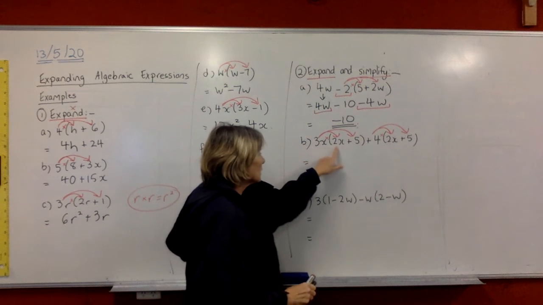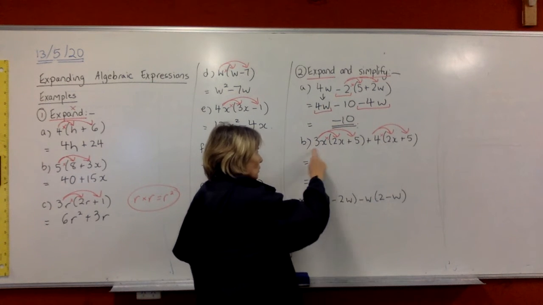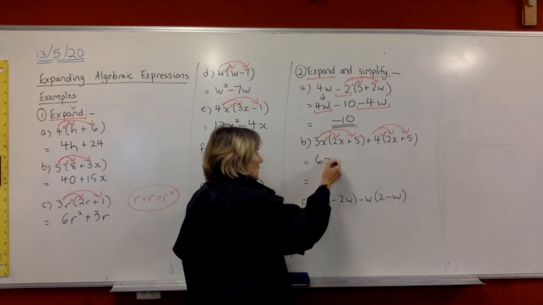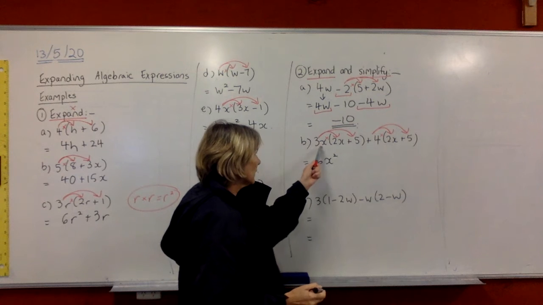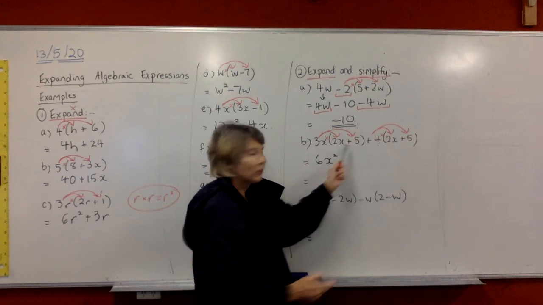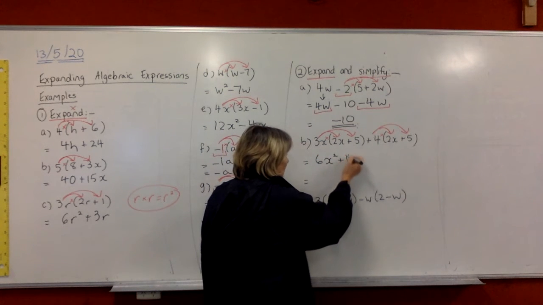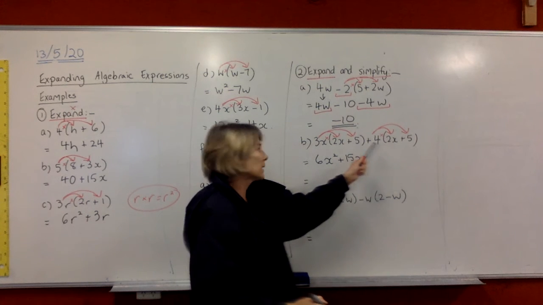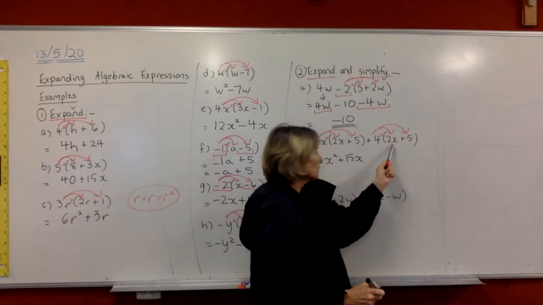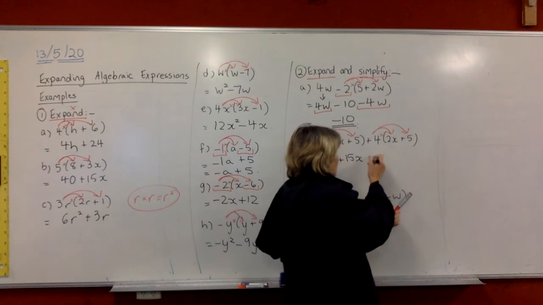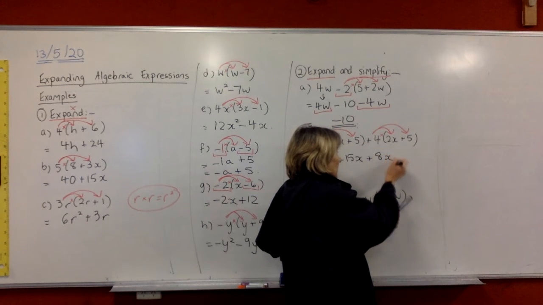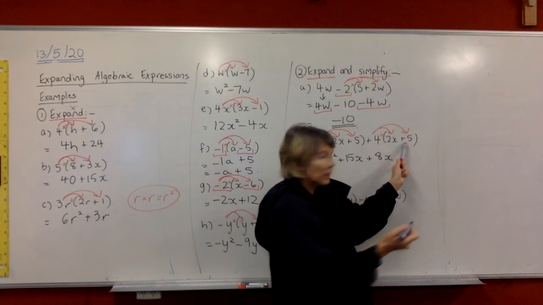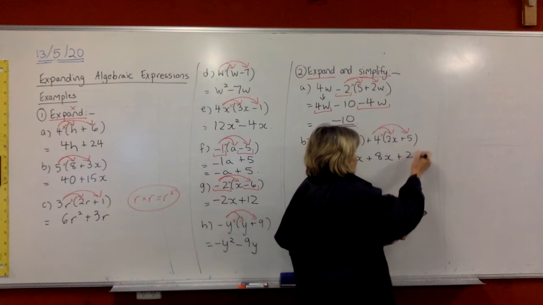Alright, so 3x times 2x. 3 times 2 is 6. X times x is x squared. Now 3x times positive 5 is positive 15 with the x on. Now we're over here to the other expanding. Plus 4 times 2x is plus 8 and x on the end. Plus 4 times plus 5, use your calculator, plus 20.